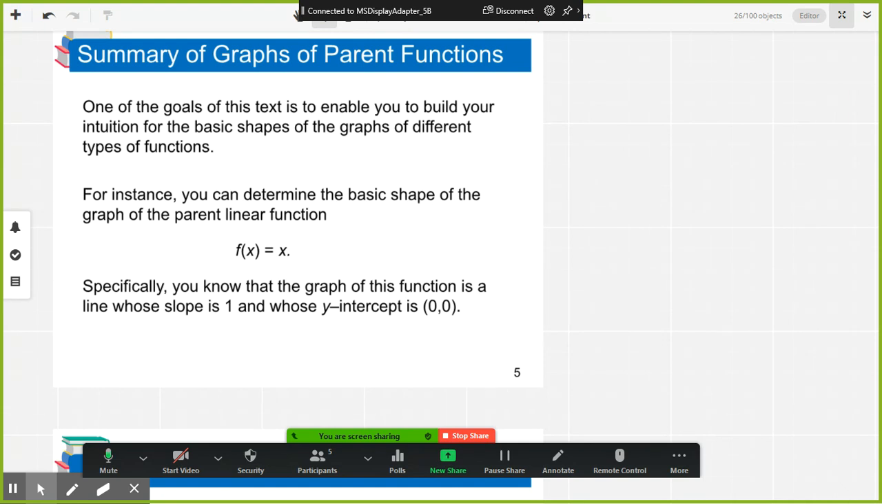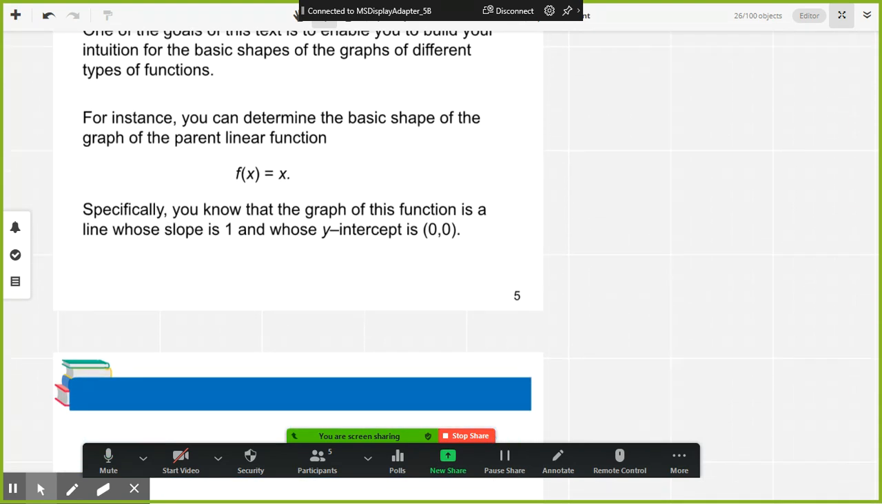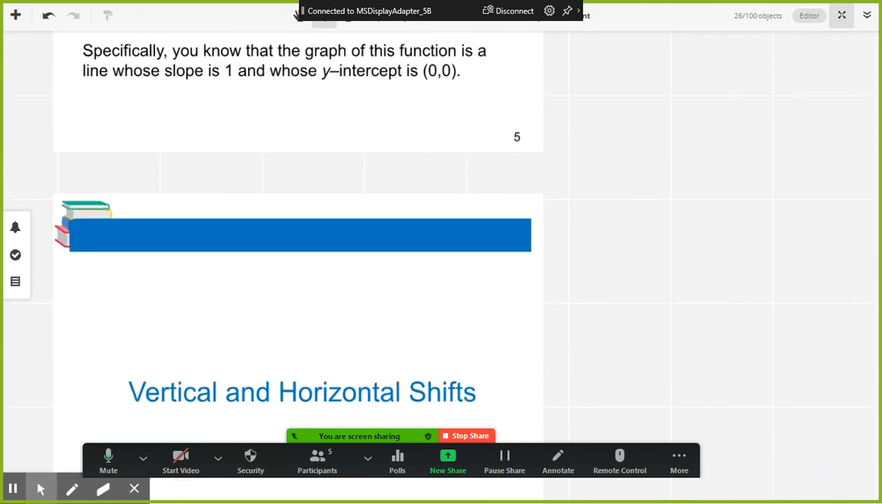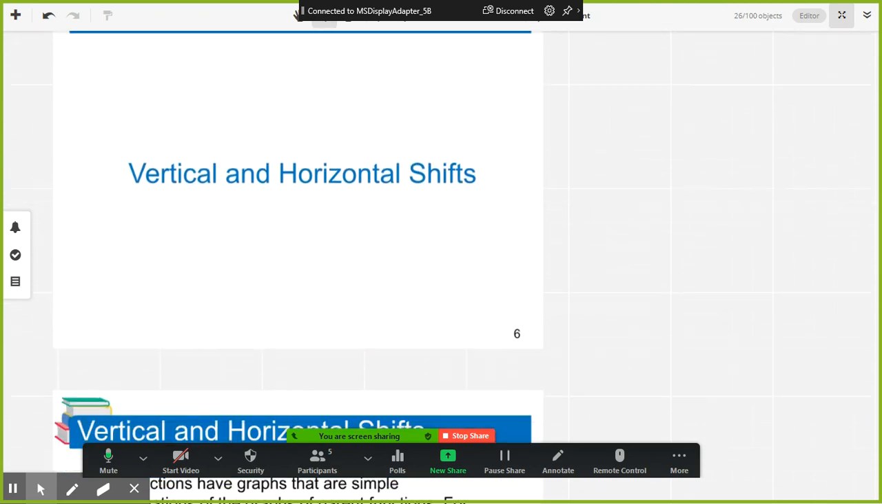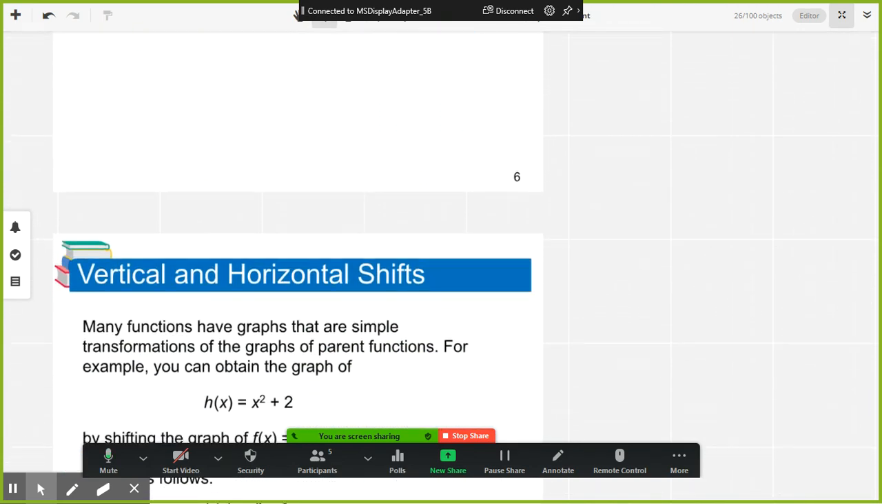So we can look at this, f of x equals x. We need to be able to determine the basic shape. We need to understand that's just a line, right? Y equals x, or f of x equals x. I know that my final answer is going to be some sort of line. That is a linear equation. So it is helpful to be able to recognize that. Okay, so let's talk about how it actually shifts the graphs.